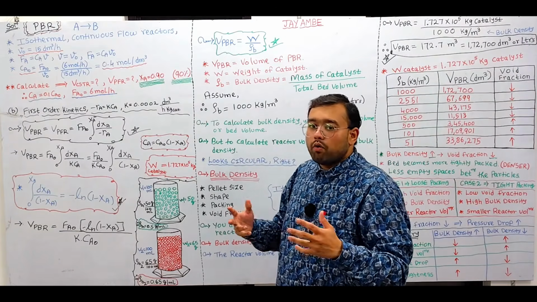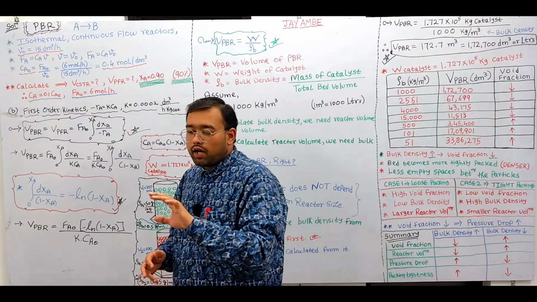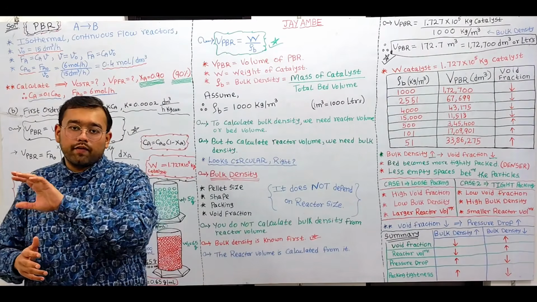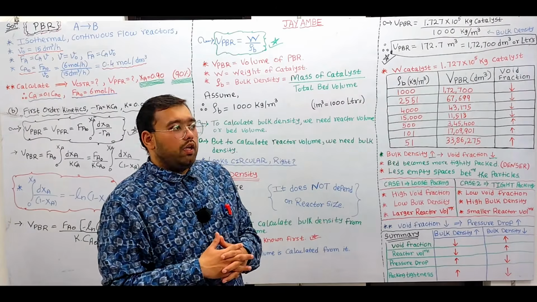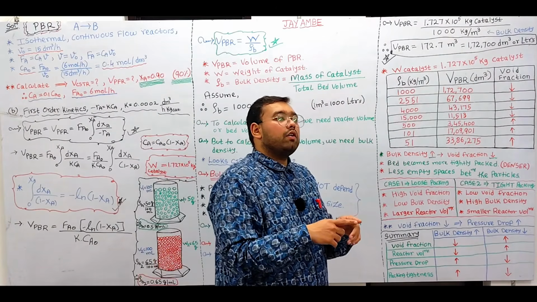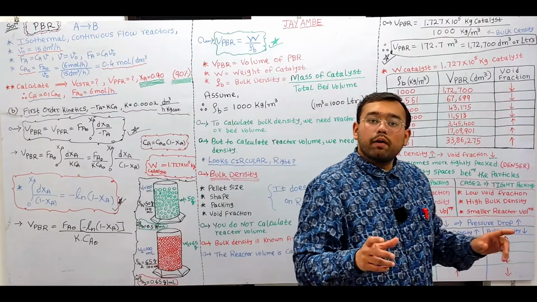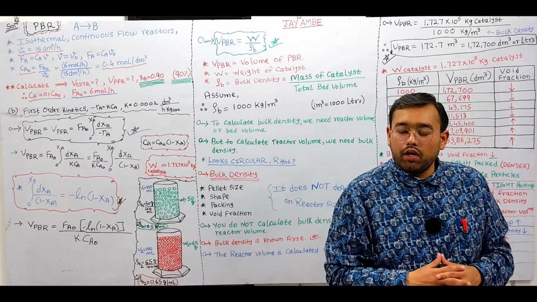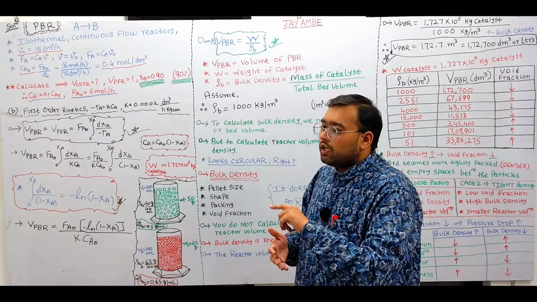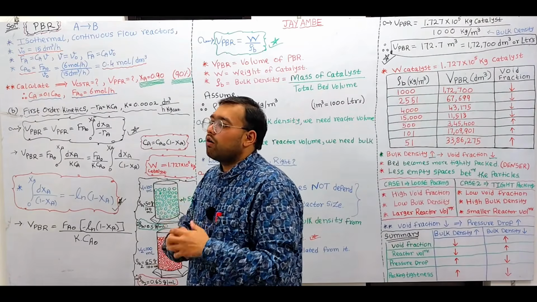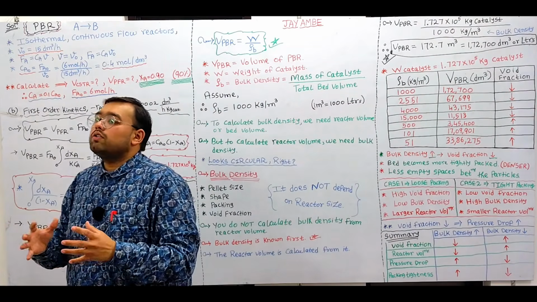Then both will have the same hollow space of the tubular reactor, right? Both will have the same hollow space because both are the same tubular reactors. The inner diameter, the outer diameter, and the thickness of the reactors are also kept constant. The dimensions of both reactors are kept constant.